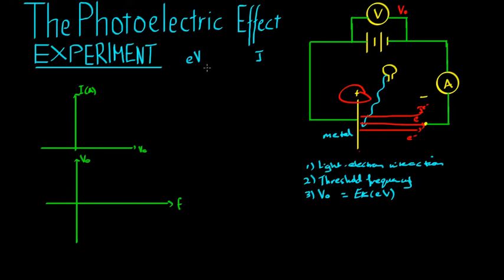To go from electron volts to joules, you have to multiply by 1.6 times 10 to the negative 19, and to go from joules to electron volts, you have to divide by 1.6 times 10 to the negative 19.